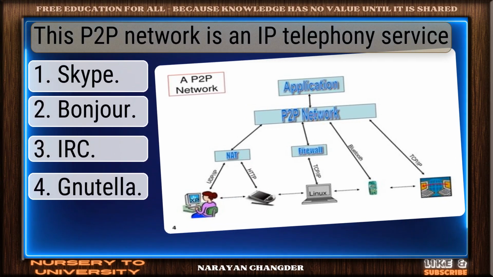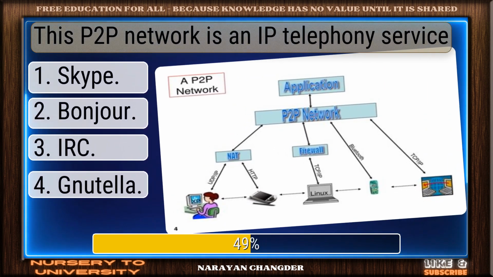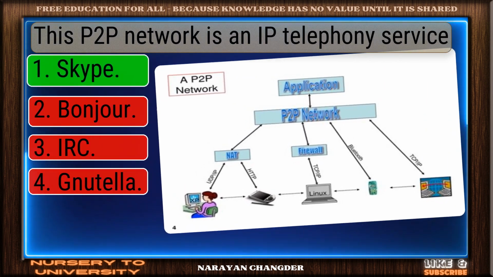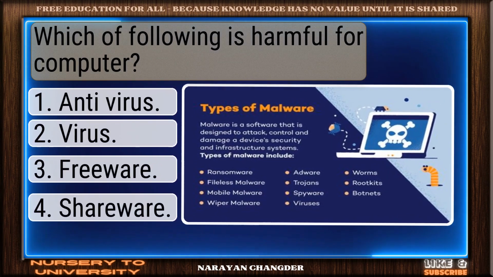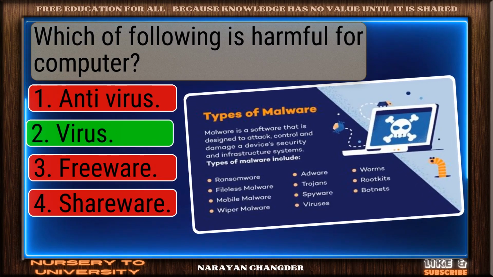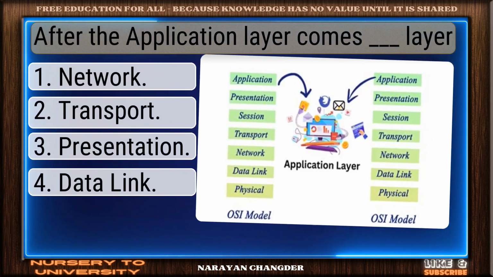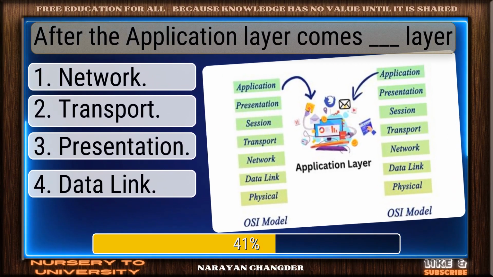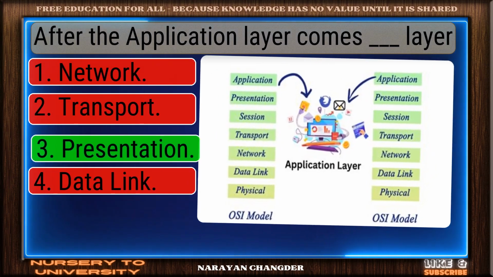This P2P network is an IP telephony service. Good thinking. Skype is right. Which of following is harmful for computer? Nice work. Virus fits perfectly. After the application layer comes dash layer. On track. Presentation is correct.